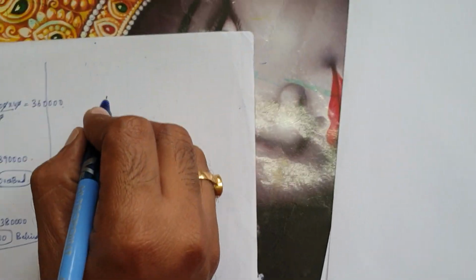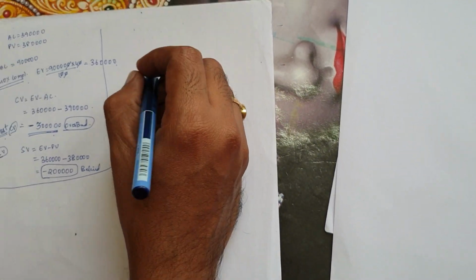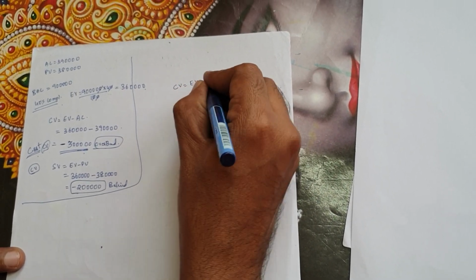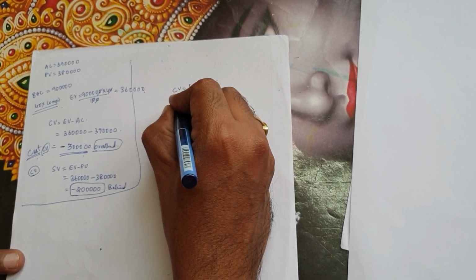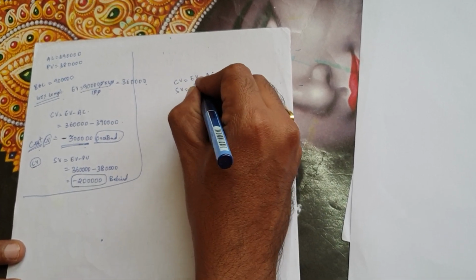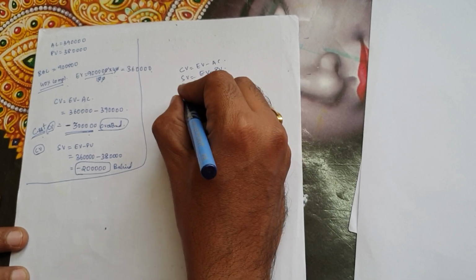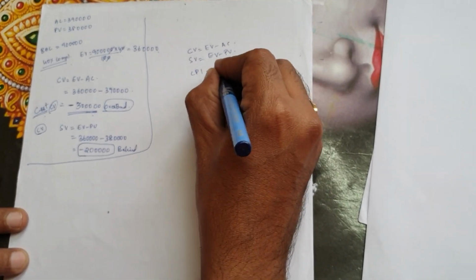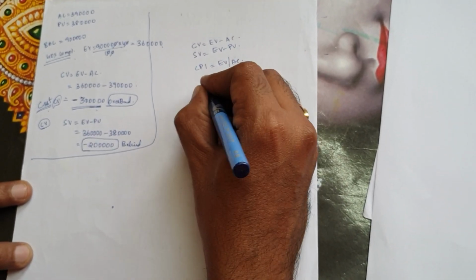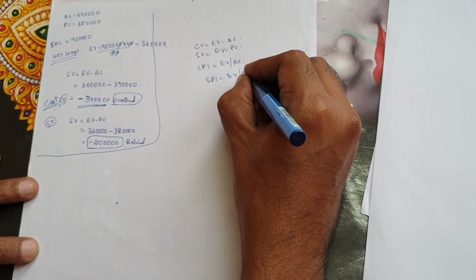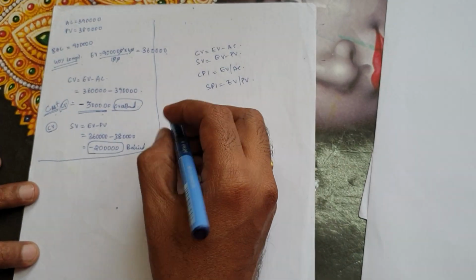First is your schedule and cost variance. CV is equal to EV minus actual cost. Schedule variance is equal to EV minus PV, and then CPI is EV divided by AC, SPI is EV divided by PV.